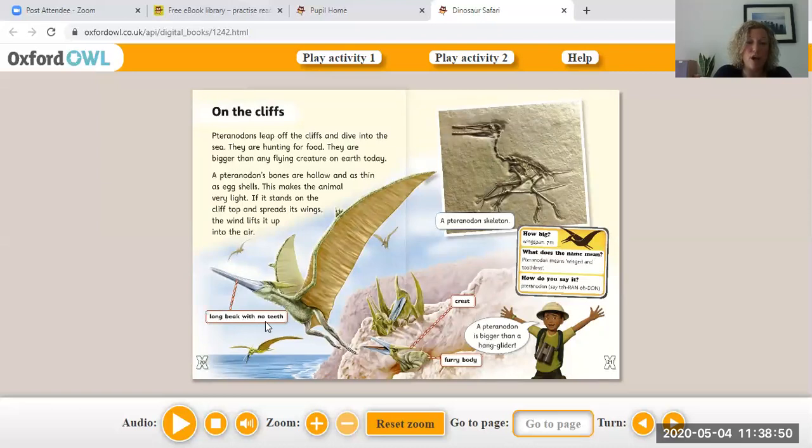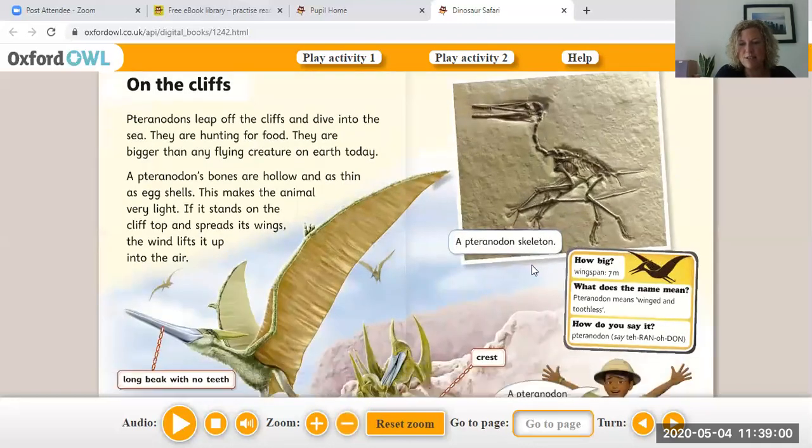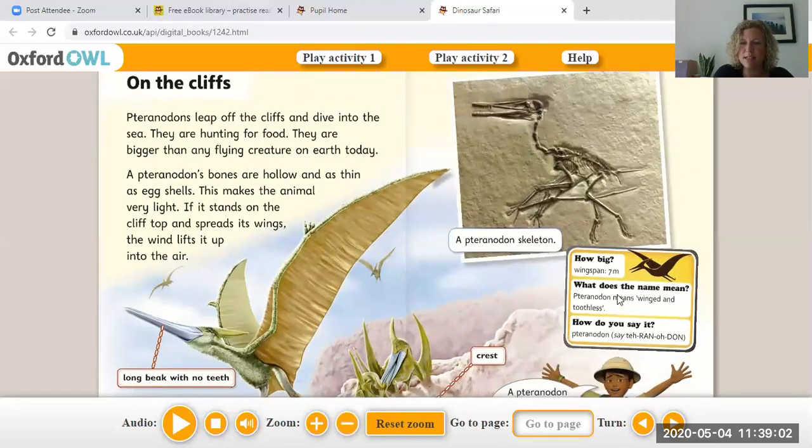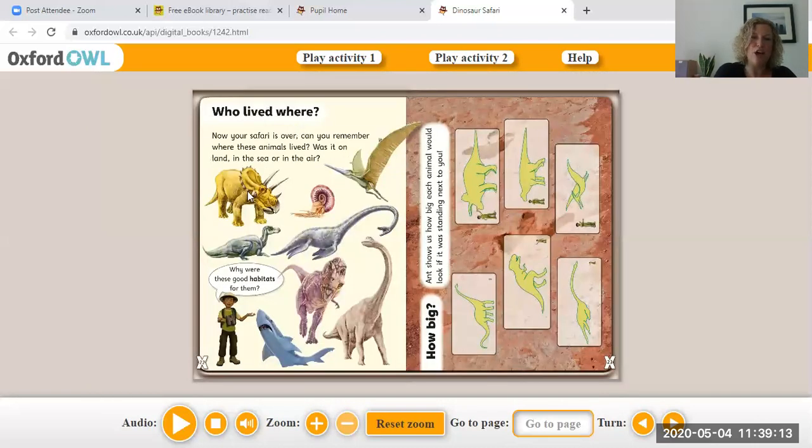Long beak with no teeth. And here's the crest on top of its head and its furry body. It's bigger than a hang glider. I think I need a lesson on how to say this. How big? So 7 meters. What does the name mean? It means winged and toothless. And how do you say it? Pteranodon. Pteranodon. There we go. I needed that lesson.